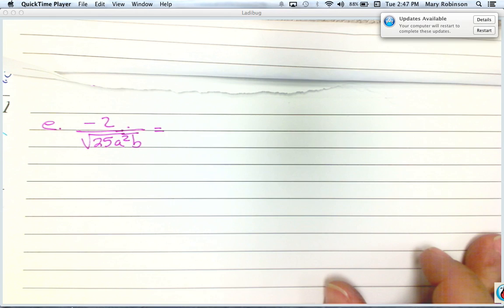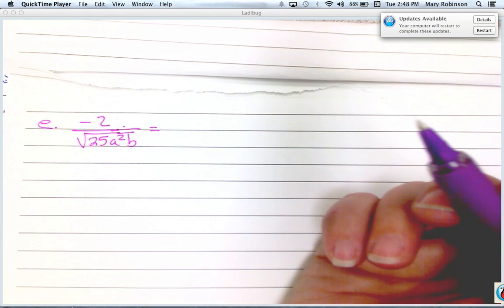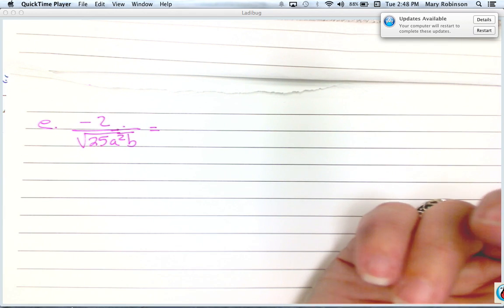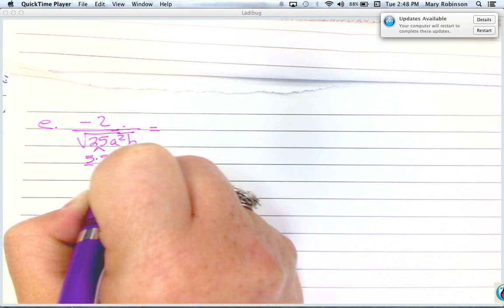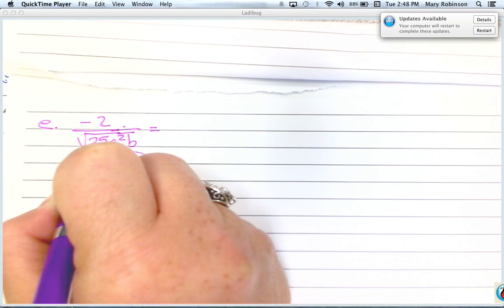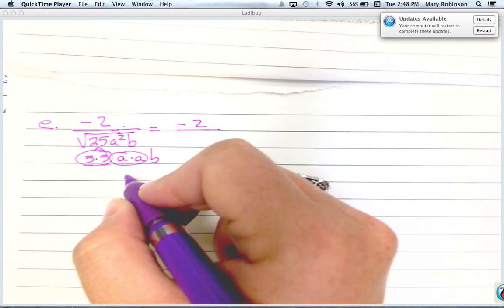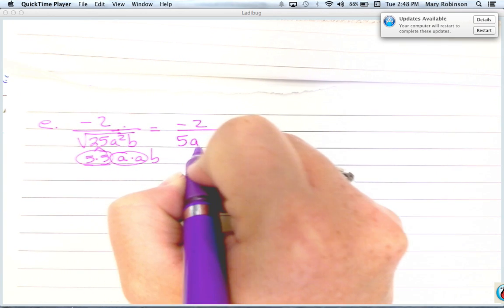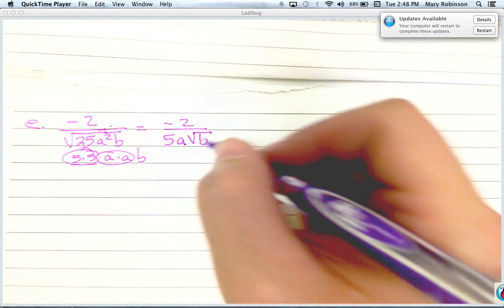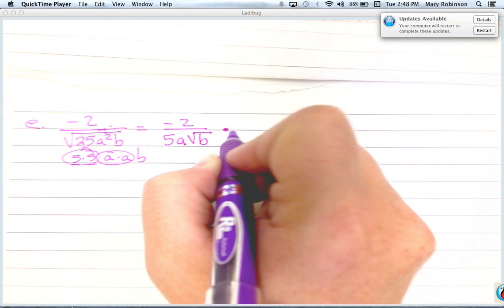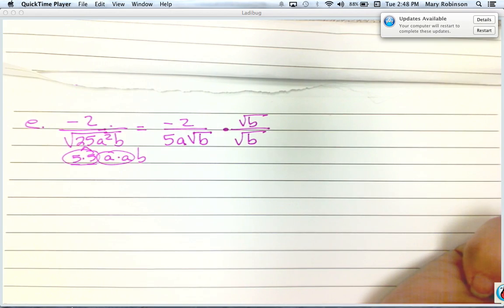All right, again, we have a radical in the denominator, so we want to simplify anything that we can first and then rationalize. So recognize that this is 5 times 5, A times A, and you've got some groups here, right? So if we reduce this numerator, we get 5A square roots of B. Well, again, we don't want to leave a radical in the denominator, so we want to rationalize by multiplying the top and bottom by the square root of B.